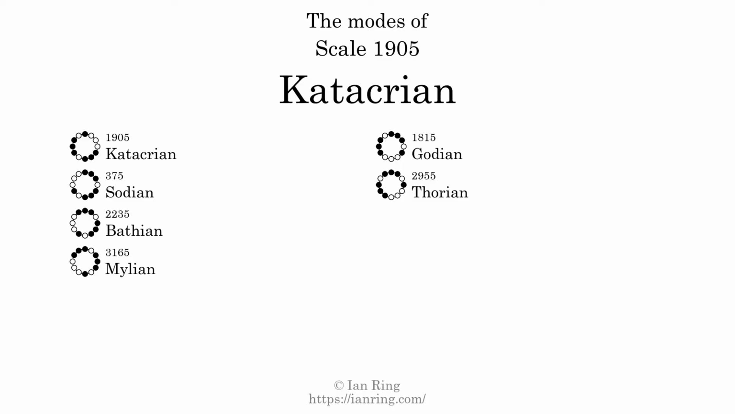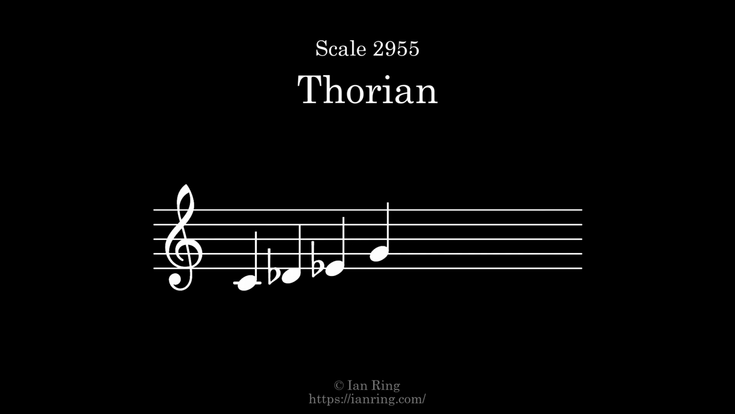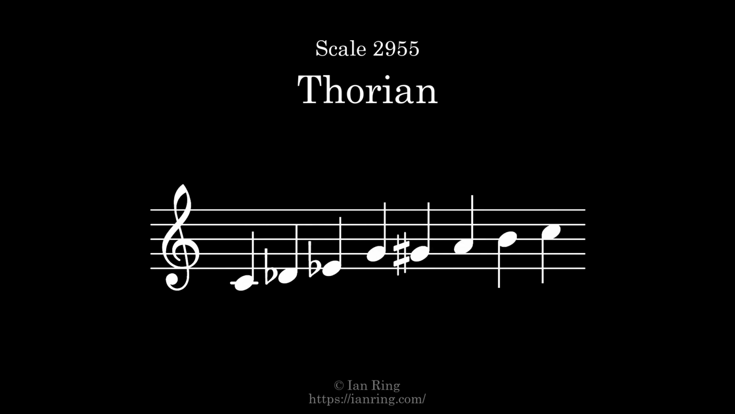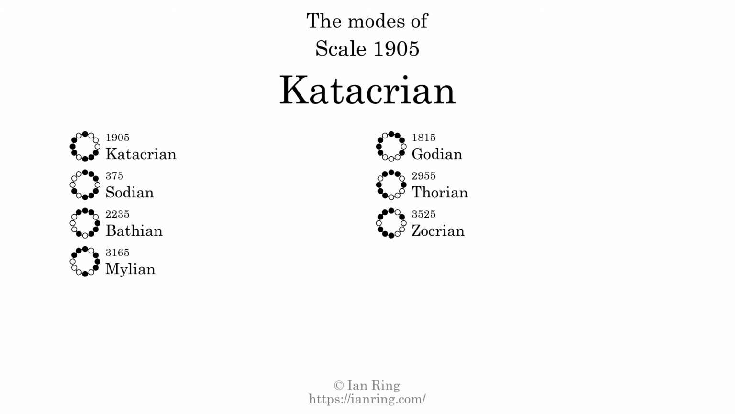The sixth mode is scale 2955, also known as Thorian. It sounds like this. The seventh and last mode is scale 3525, also known as Zocrian. It sounds like this.